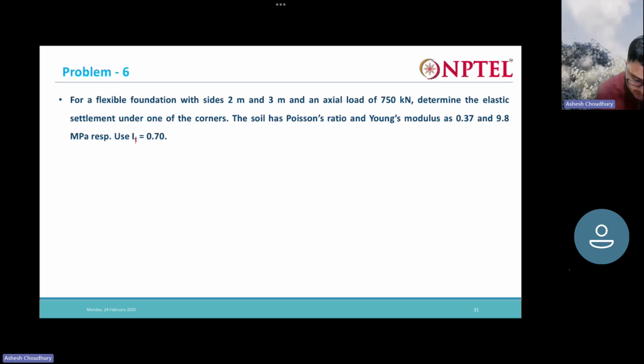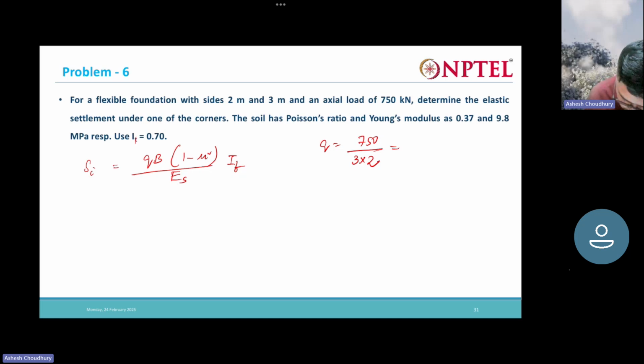So the immediate settlement, or the elastic settlement, is given by q B (1 minus mu square) by Es into If, where q is 750 by (2 times 3), which is 125 kilonewton per meter square.